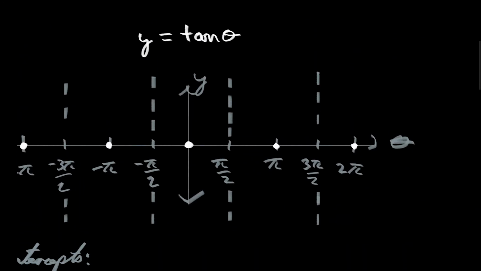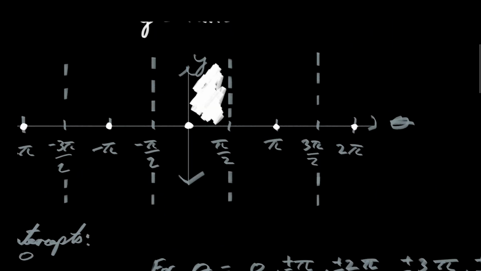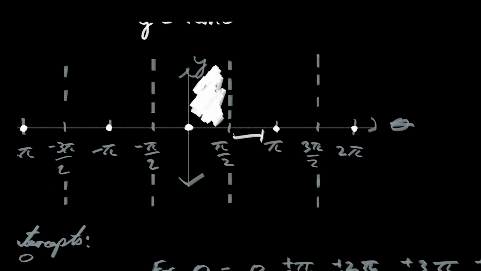So we know that whatever the graph of tangent of theta looks like, it's going to be above the theta axis. It's going to be positive. Now let's consider this interval here.